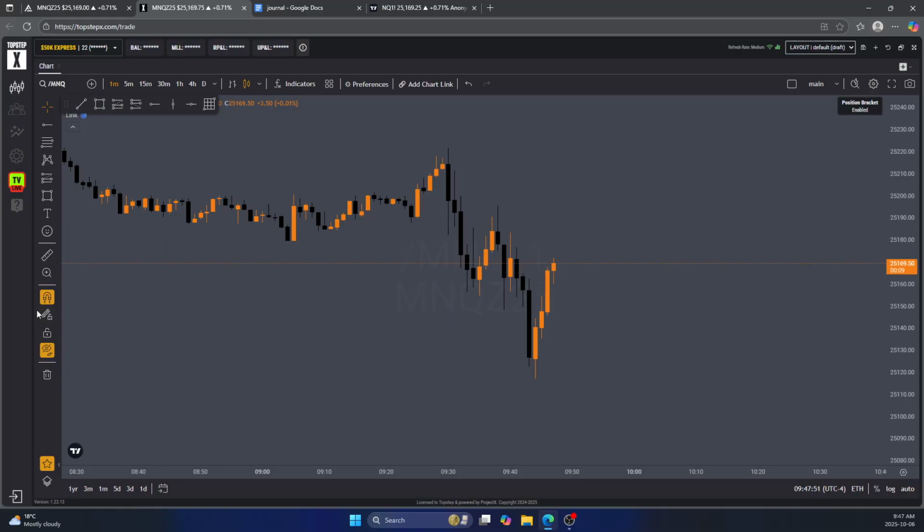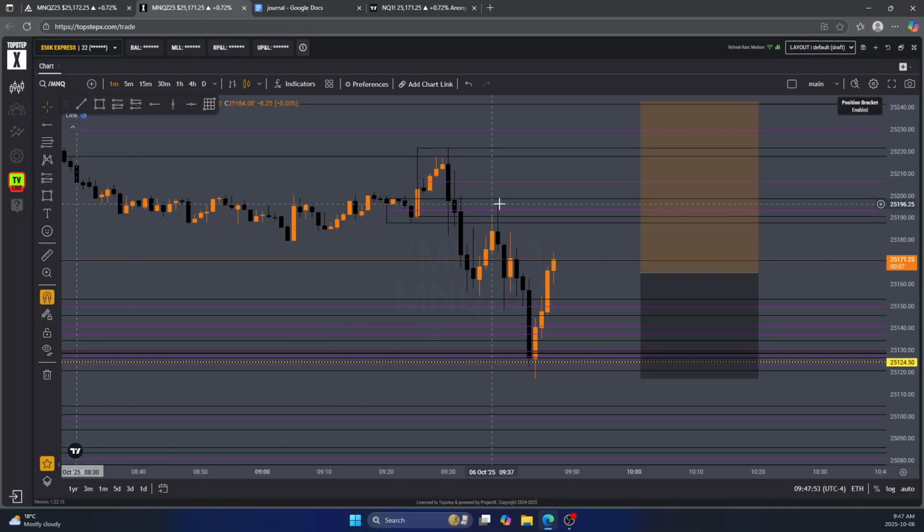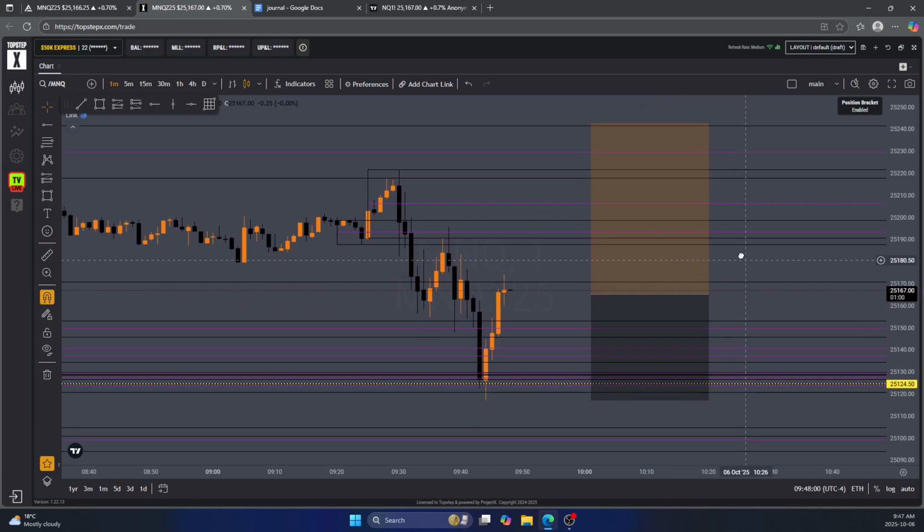So again, what are the odds it does not get hit? What are the odds that this high does not get hit, right? If this high gets hit, I break even. It's a risk-free trade. Low column 1 is 6 RR, right?